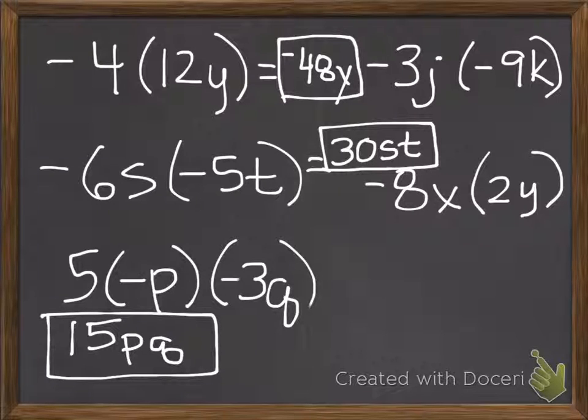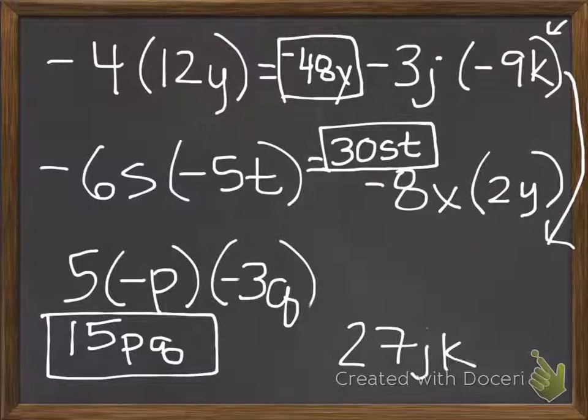Then we have this one at the top here, negative 3j right here, times negative 9k. So negative 3 times negative 9 gives us positive 27, and the j and the k are just going to be right next to the 27 since it's multiplication. So our answer would be 27jk.